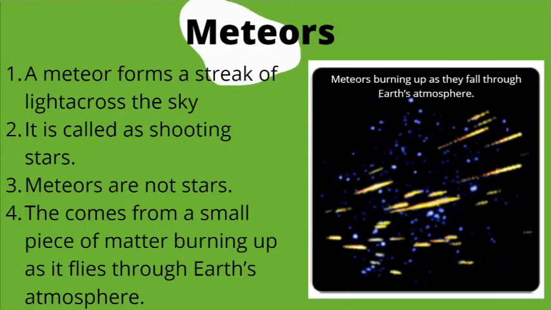If you look at the sky on a dark night, you may see a meteor, like in the picture. A meteor forms a streak of light across the sky. People call them shooting stars because that's what they look like, but meteors are not stars at all. The light you see comes from a small piece of matter burning up as it flies through Earth's atmosphere.